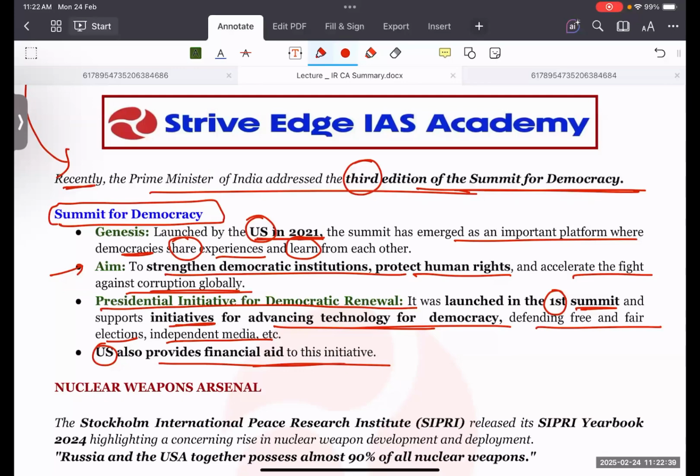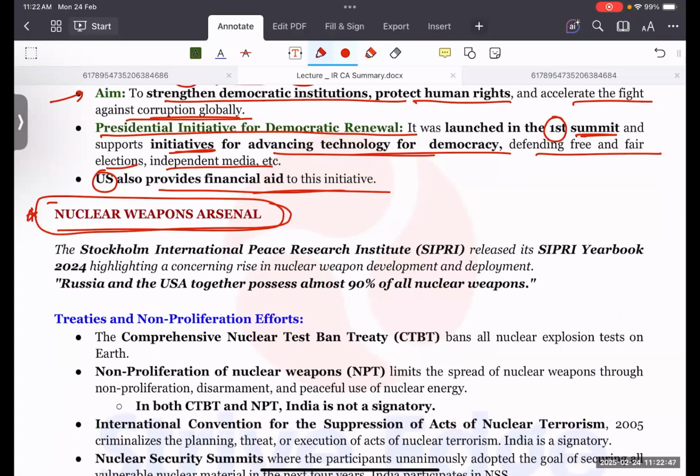And then the next important topic is nuclear weapons. The SIPRI report, you might have heard about this one. The SIPRI report is very famous; it gives the context as well as the data related to military expenditure, military production and exports. SIPRI stands for Stockholm International Peace Research Institute.